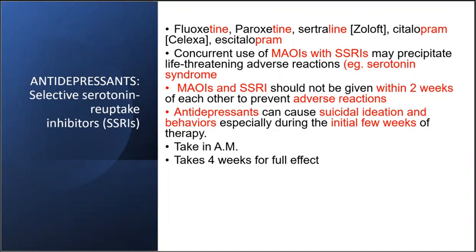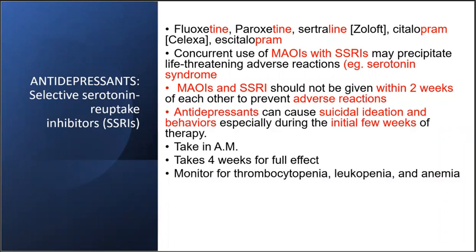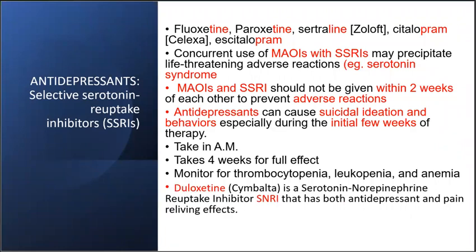And you want to remember that it takes 4 weeks for them to start getting full effects. We also need to monitor our client on SSRIs for thrombocytopenia, leukopenia, and even anemia. So we want to do a CBC and watch out for thrombocytopenia, leukopenia, and anemia in these clients. Again, duloxetine is not an SSRI, it's actually an SNRI, which is a serotonin norepinephrine reuptake inhibitor. So most times it could be used as a pain relieving agent. It can also be used as an antidepressant.